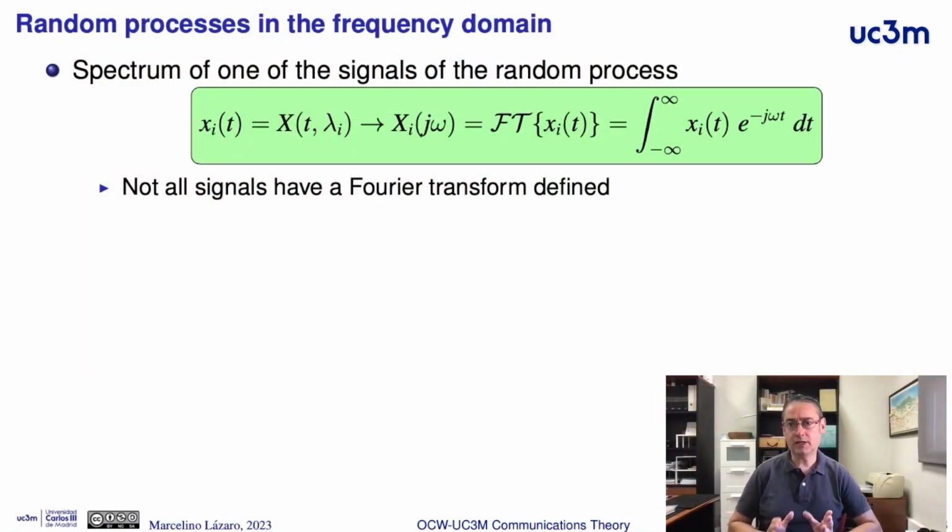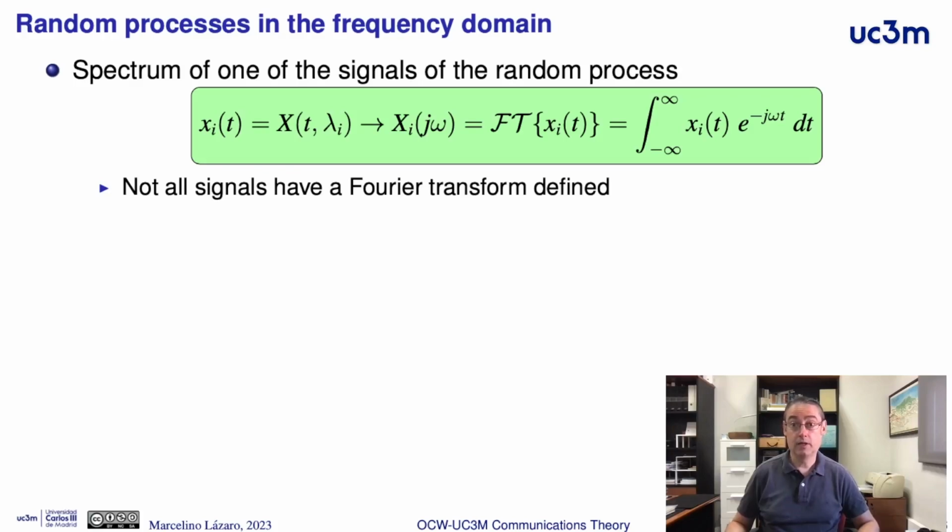In this video, we will present the frequency representation of a random process. And to do this, we will introduce the power spectral density function. A random process can be seen as a set of signals. We have a signal associated to every possible outcome of a random experiment. And for all these signals, it's possible to obtain the Fourier transform.